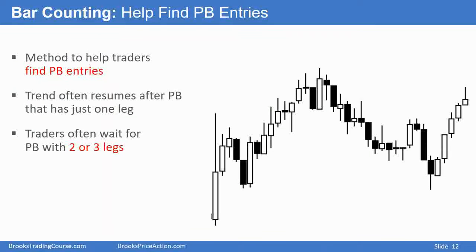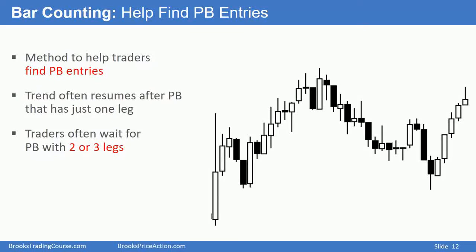Now, about bar counting. Traders are always looking for reasons to trade, and there are reasons on every bar to enter. A lot of traders get anxious about entering. How do I buy? Why do I buy? What am I waiting for? Well, bar counting is one way to get a method to enter into a trend.